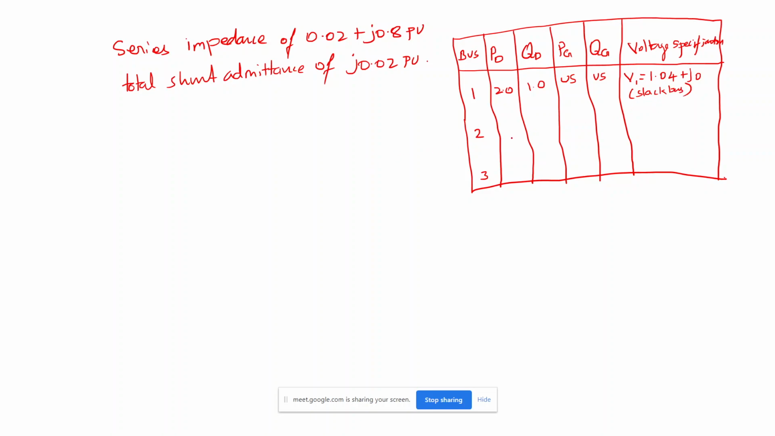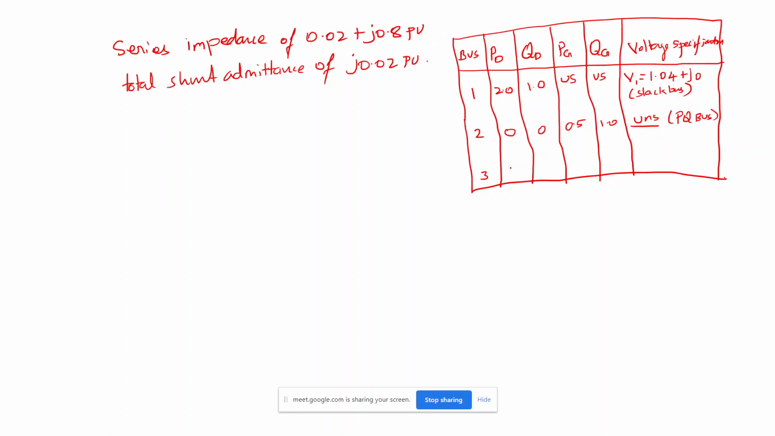And for bus 2, the value of PD is 0, QD is also 0, and this is 0.5, and this is 1.0, and this is unspecified, and then this is a PQ bus.